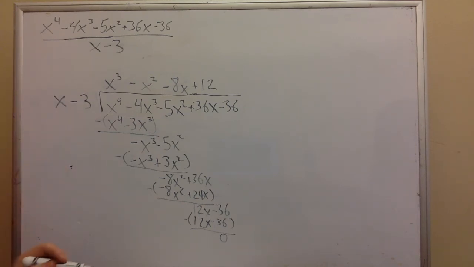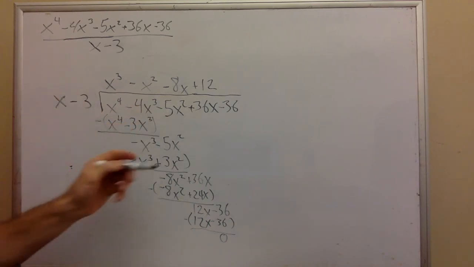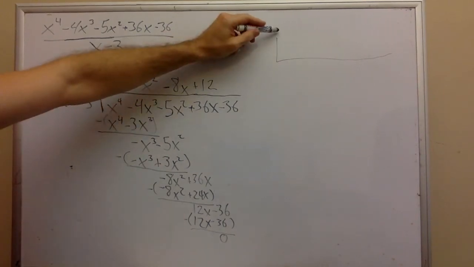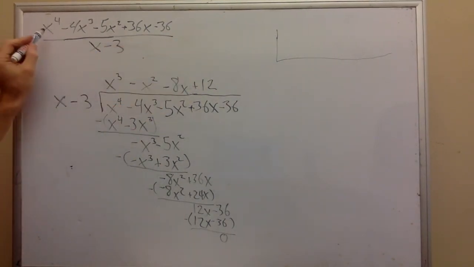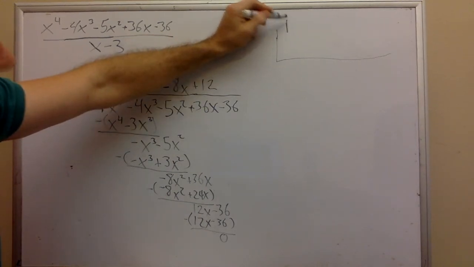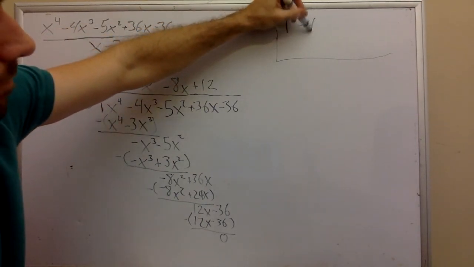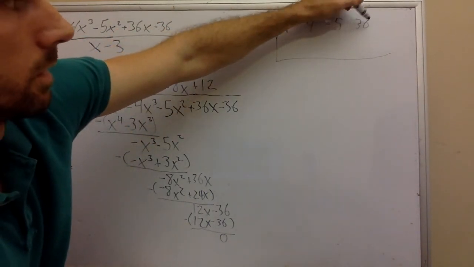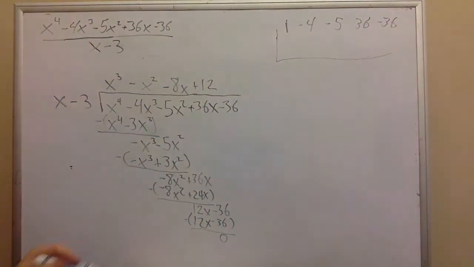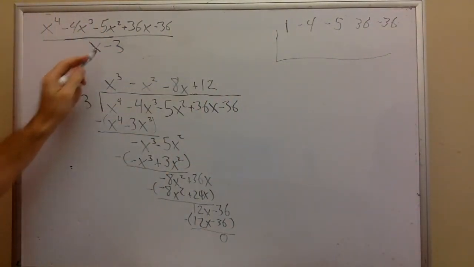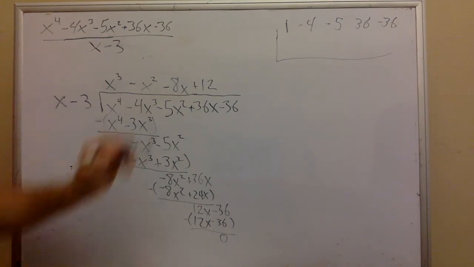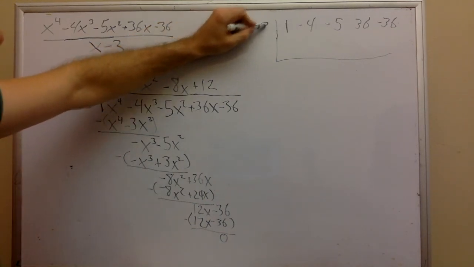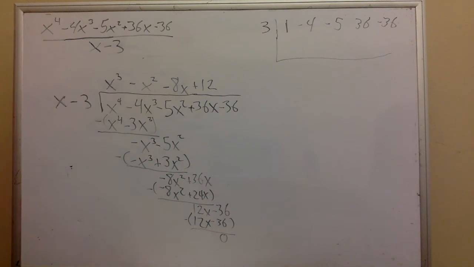Okay, so for synthetic division, I set it up very similarly, except I don't need all of these x's. We kind of do an upside down version of that. So in this case, I have a coefficient of 1, then a coefficient of negative 4, a coefficient of negative 5, a coefficient of 36, and a coefficient of negative 36. And since I'm dividing by x minus 3, my 0 value there would be 3. So I'm going to put a 3.